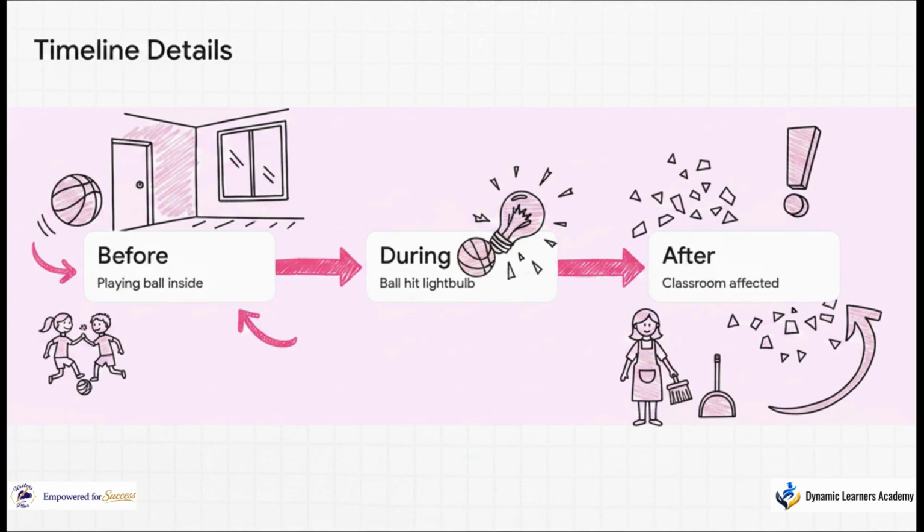Step 5, what happened during the main event? The ball hit the light bulb and the light bulb broke. And remember, we absolutely have to write this in chronological order. Finally, step 6, what happened after? Well, the classroom was affected, the teacher had to respond, and some safety measures definitely had to be taken.